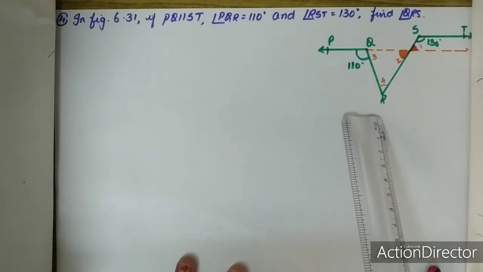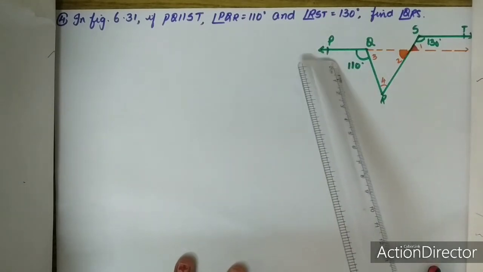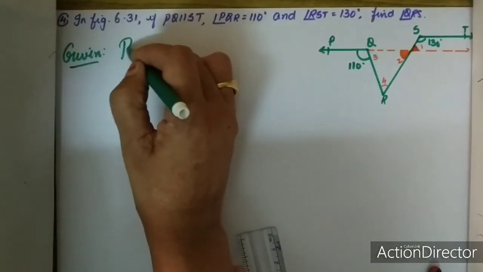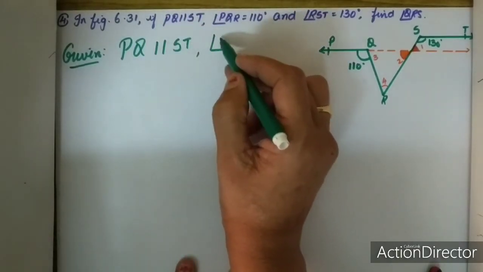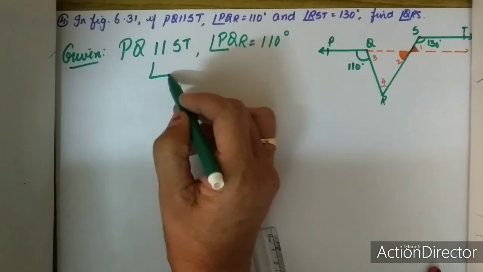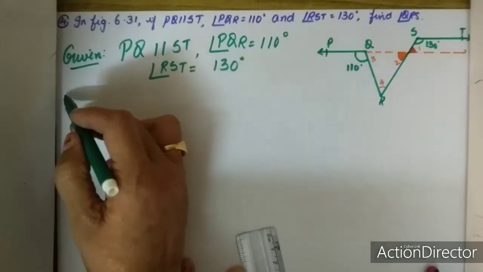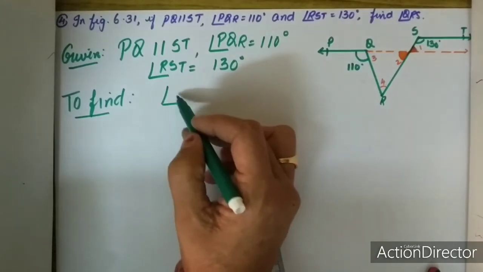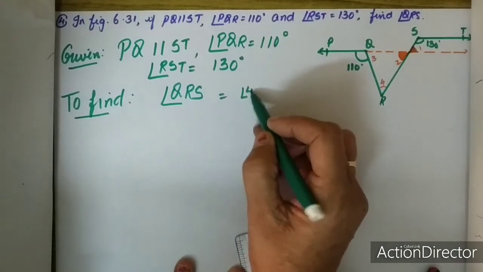This is a very important question, and it is also very easy. You can do it very easily. Please concentrate. What is given? So first you write given. PQ is parallel to ST and angle PQR is equal to 110 degree and angle RST is equal to 130 degree. Next, to find: what you are going to find? Angle QRS. So let it be equal to angle 4.